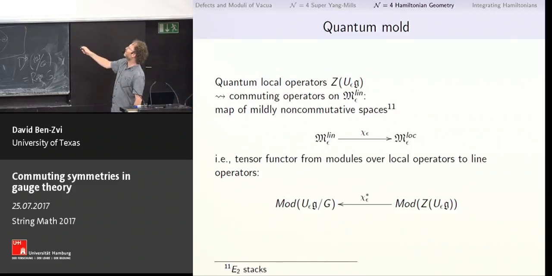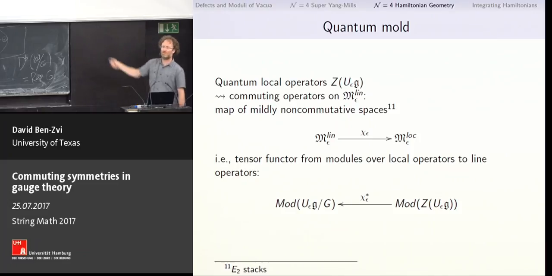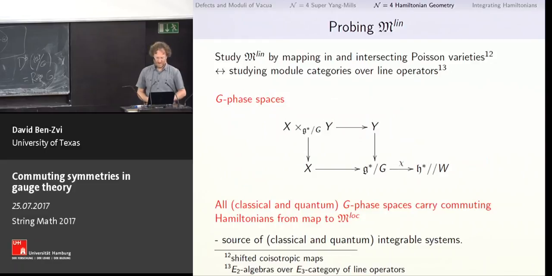So it really means you have a functor from modules for the center, that's sheaves on this nice commutative space, to modules for this enveloping algebra. And there's an induction functor. So there's a functor from here to here, and that's a quantum version of this integrable system. So I'm going to call this some version of the Seiberg-Witten integrable system in 4D.